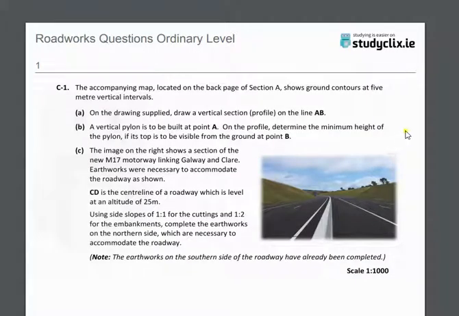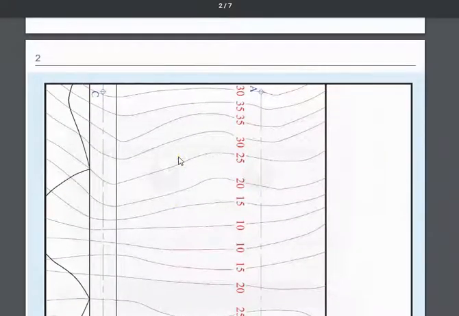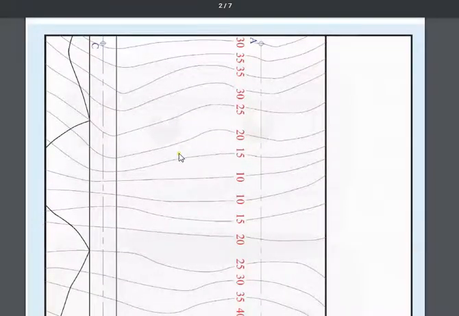These are questions associated with roadworks, so these are ordinary level questions. The way these questions are shown is on one sheet we're given the actual question, and on a separate page at the end of the short questions you're given this. So this is the map that's given to you.